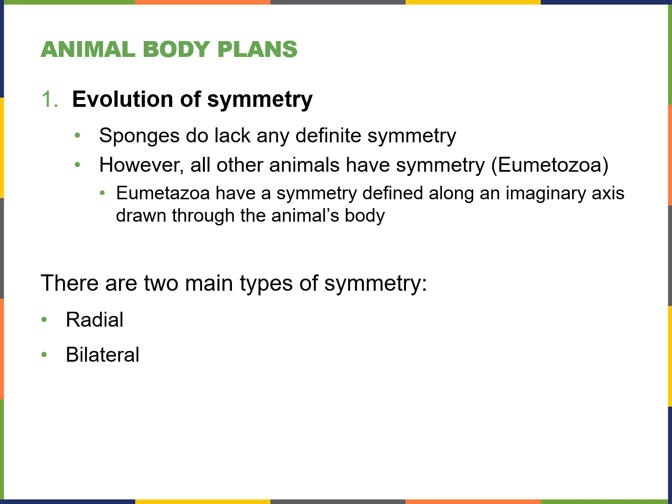We've got basically three different types of body plans. So we start off with our asymmetrical, and that's like our earliest ancestors, right? That's when we're pretty far back in our evolutionary tree, and we're going with asymmetrical body plans. So these are things like sponges, but all other animals moving further on the tree do have symmetry. They're referred to often as eumetazoa, and their symmetry is defined along an imaginary axis drawn through the animal's body, and it depends on what type of symmetry they fall into. It's either radial or bilateral.